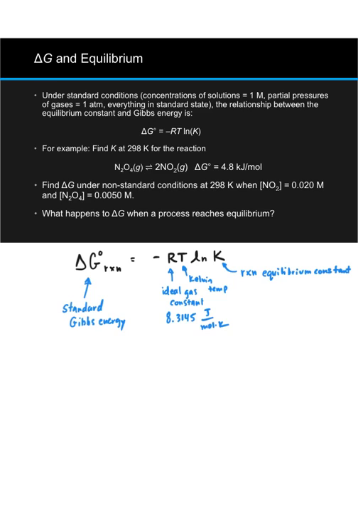Let us now use this concept to calculate an equilibrium constant directly from thermodynamic data for a reaction that's reached equilibrium. At equilibrium, for a reaction shown here between dinitrogen tetroxide and nitrogen dioxide, the standard Gibbs energy change for the reaction is given as 4.8 kilojoules per mole. We're going to calculate K for the reaction, and then we'll come to these other 2 bullet points.